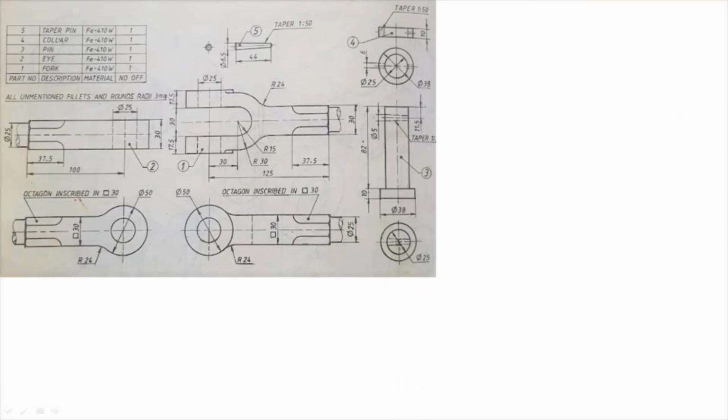Now this is a knuckle joint. Again, first check out the BOM here. You count here, it has a total of 5 parts. Now look out how many components are there: 5 components in total. Then you check out the material. All are made of iron.